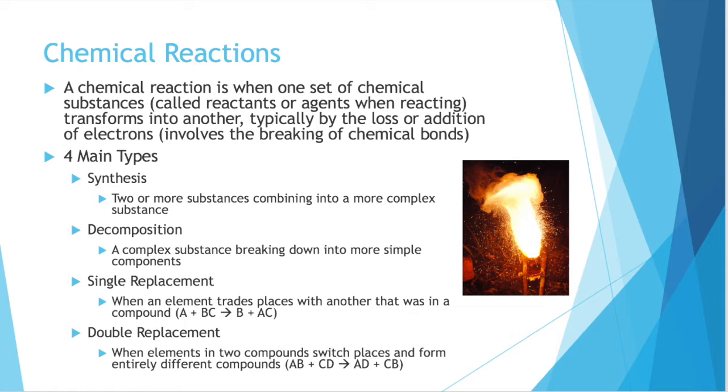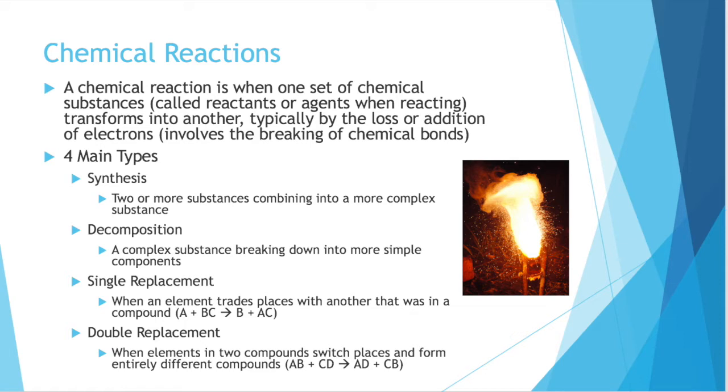With chemical reactions, there are four main types. Synthesis. This is when two or more substances combine into a more complex substance. I feel like this is the one you hear about the most often when hearing about chemical reactions, or some crazy movie, someone will say, I've synthesized a new chemical. Well, they're combining two or more things into a more complex thing. You have decomposition. This is basically the opposite, a complex substance breaking down into more simple components.